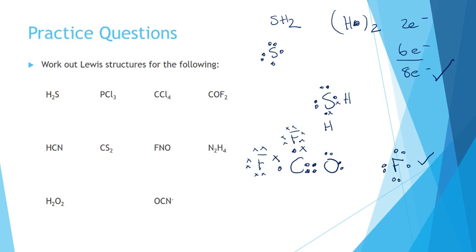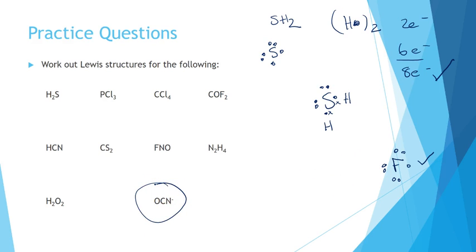Okay, so hopefully you have managed to figure out all of these. Just one more tricky one that we'll have a look at, and that is this OCN minus here. When we're dealing with a minus charge, we need to remember that we've got an extra electron. So when we put in all our pieces, we need to remember that extra electron.